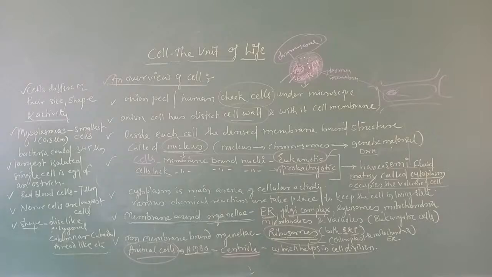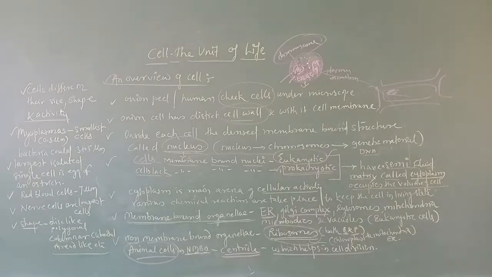This is about the size of cells: single cell and multicellular, red blood cells and nerve cells. Next, what are we going to discuss about the cells? There are various kinds of cells based upon their shape. Those are disc-like cells, polygonal cells, columnar, cuboidal, thread-like, etc.